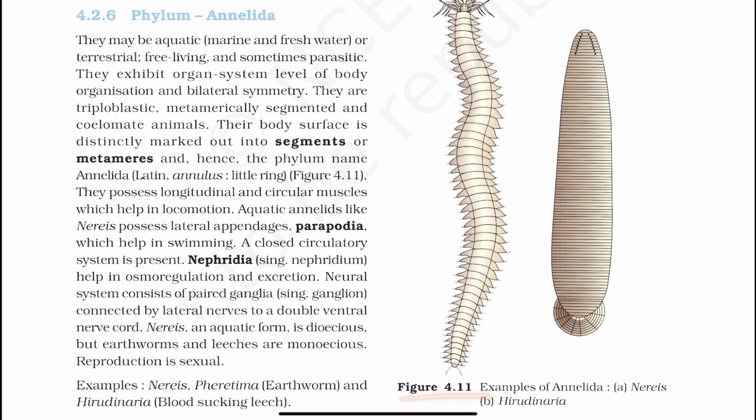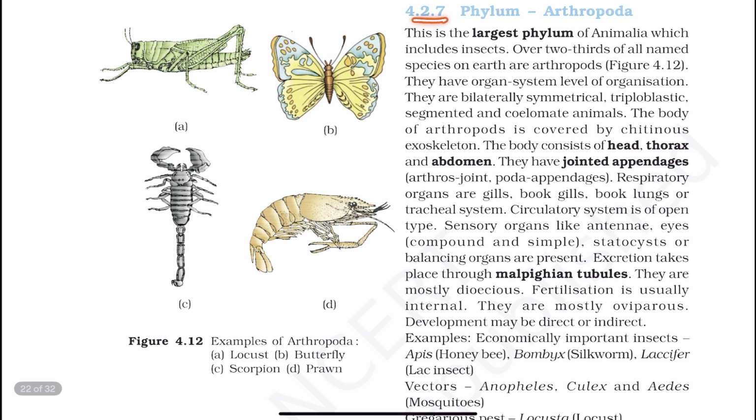Figure 4.11 Examples of Annelida: A. Nereis; B. Hirudinaria. 4.2.7 Phylum Arthropoda. This is the largest phylum of Animalia, which includes insects. Over two-thirds of all named species on Earth are arthropods.